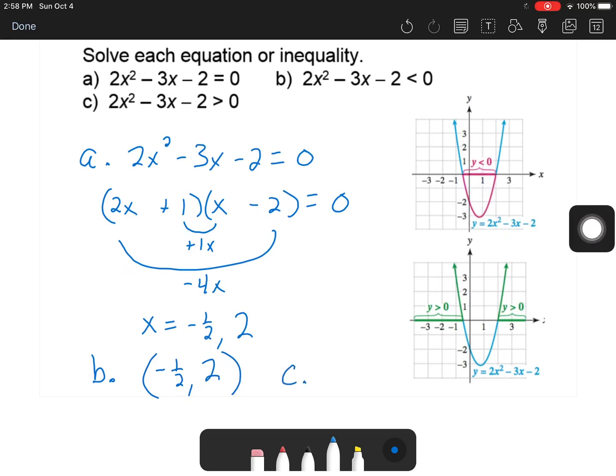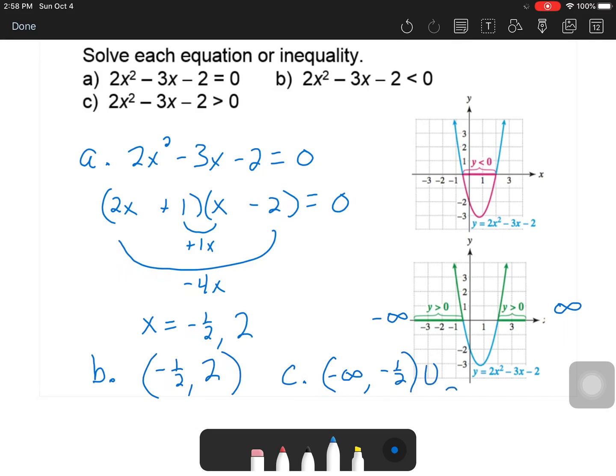For part C then, we're asking where is it greater than 0? Okay, so the green part is highlighting the part that's above the x-axis. Corresponding x-coordinates out here and then over here. So again, we'll have that disjoint number line. Starting at negative infinity, going to negative 1/2, and then starting at positive 2 and ending at positive infinity. So I would have negative infinity, comma, negative 1/2, and then union, we'd start up again at 2 to infinity.